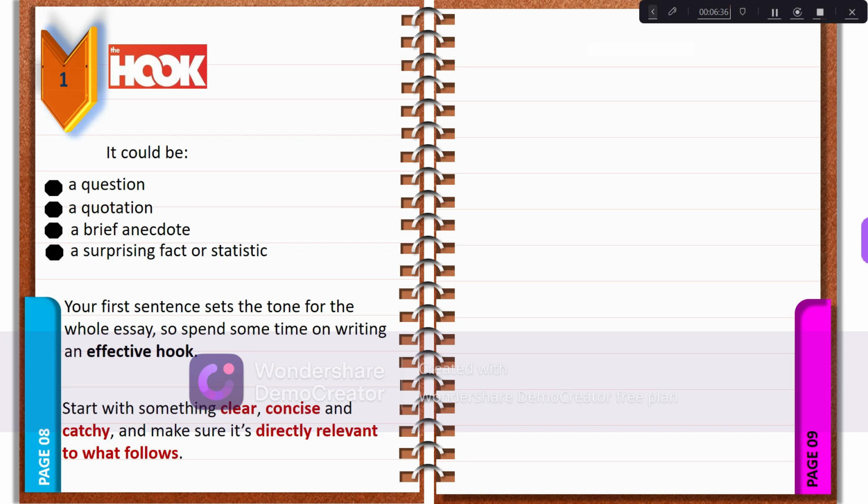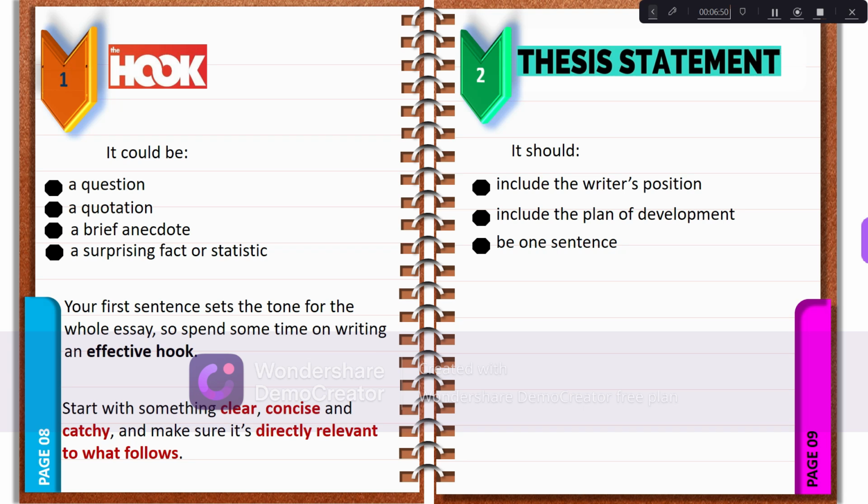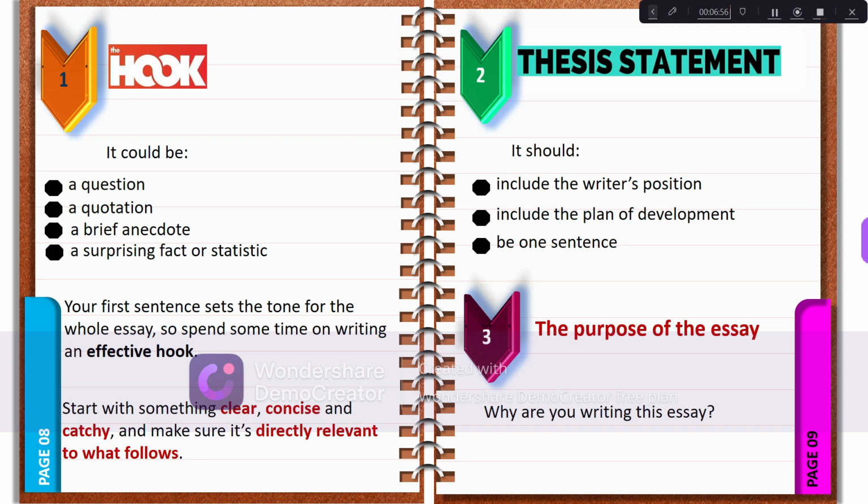You have to start with something clear, concise, and catchy, and make sure it is directly relevant to what follows. Number 2, thesis statement. It should include the writer's opinion and the plan of development, in one sentence. The purpose of the essay is sometimes a part of the thesis statement, but you can write it alone: why you are writing your piece of writing. What is the reason for writing this piece of writing?